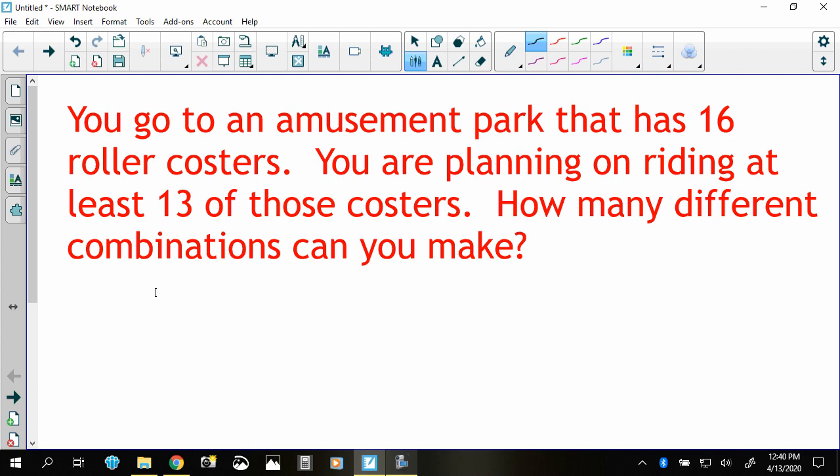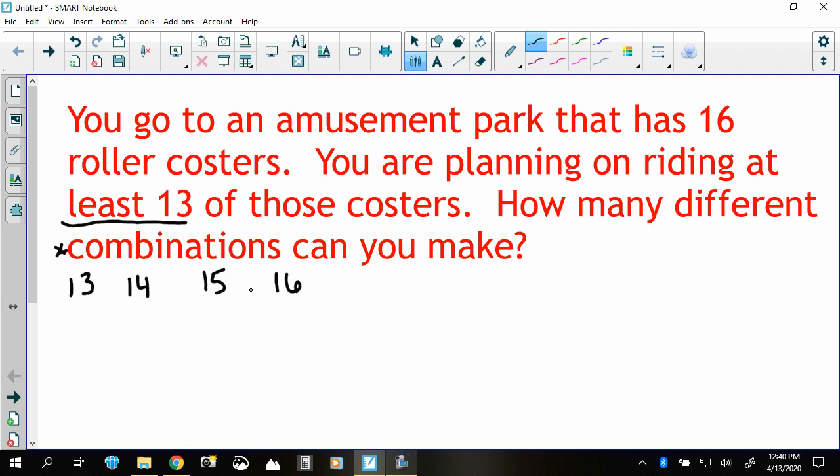You're planning on riding at least 13 of those. Now, first off, it says at least 13. That means you plan on riding 13, 14, 15, or 16 of the roller coasters. So it says how many different combinations can you make? So remember, combinations means the order doesn't matter. So we want to make sure that we're talking about just groups of the roller coasters.